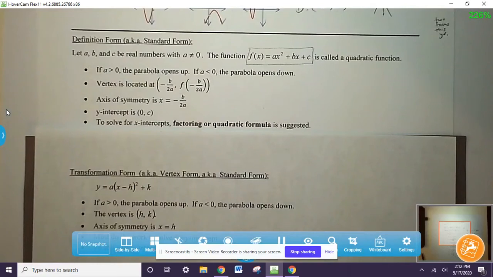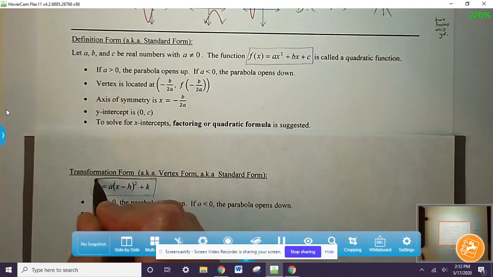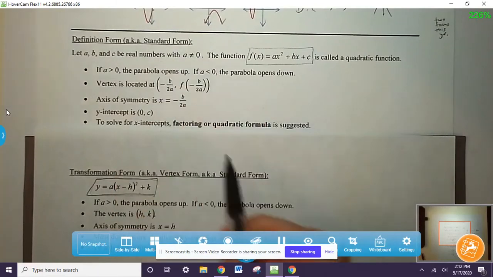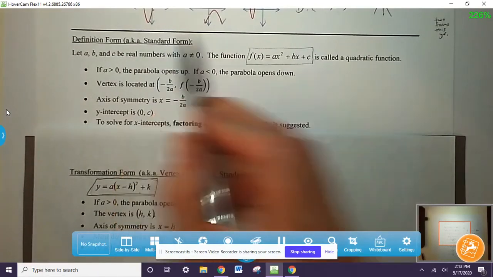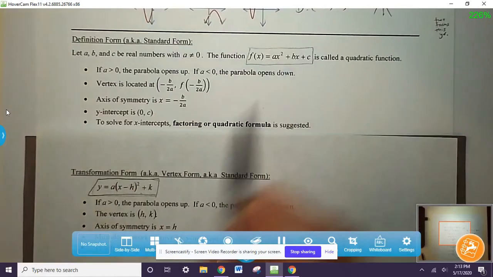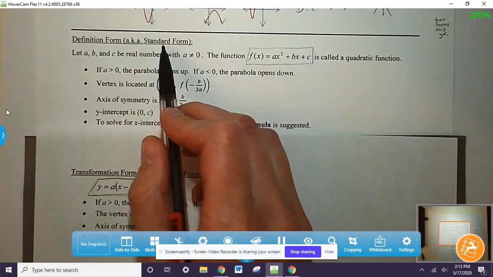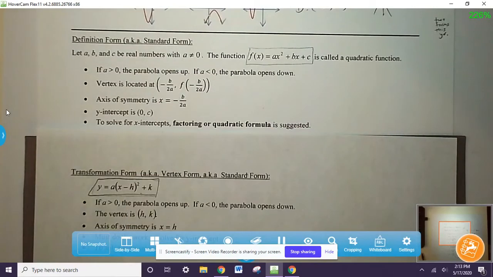And then we also have this one down here that is often called transformation form, vertex form, or in your textbook this year, it's actually called standard form. So standard form can be kind of confusing, because in last year's Algebra 2 book, this was standard form. In the Precalc book, they call this standard form. So I tried to avoid that label this year because I don't want to confuse you.